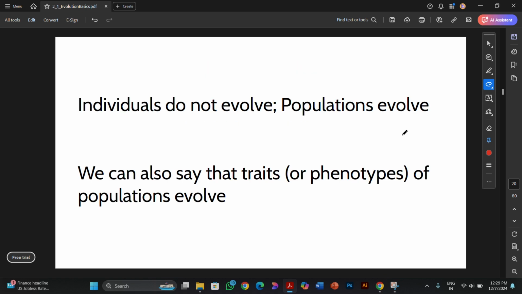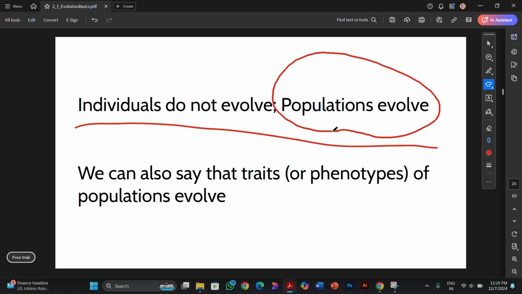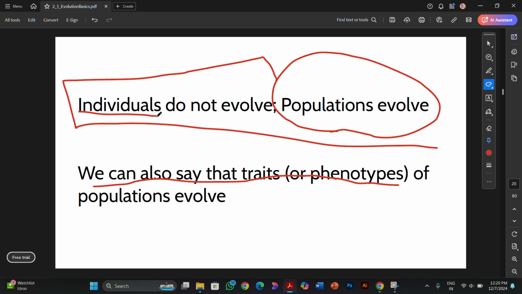Individuals do not evolve, their population evolves. You have to remember that. This is mostly a misconception, so you have to remember this. But we can also say that traits or phenotypes evolve, but we cannot say individuals evolve, because for evolution you need the succession of a trait, and for this you need reproduction. And if there is one individual, there is no chance of variation.